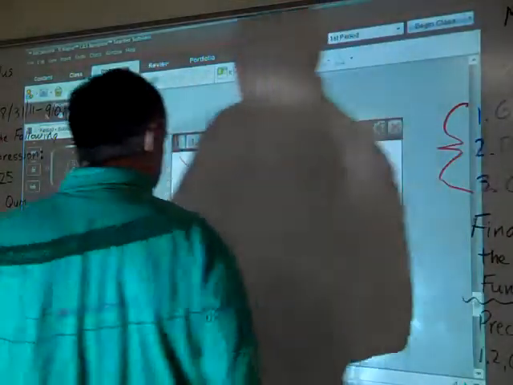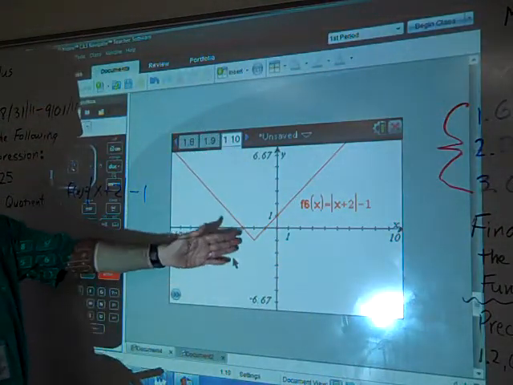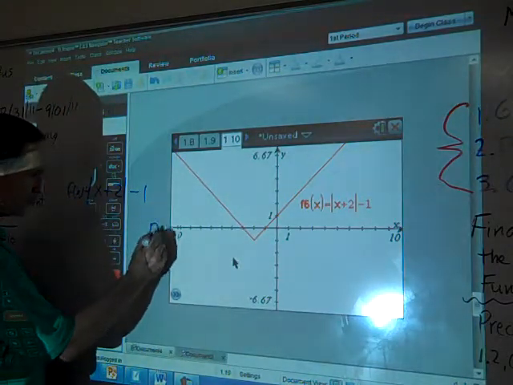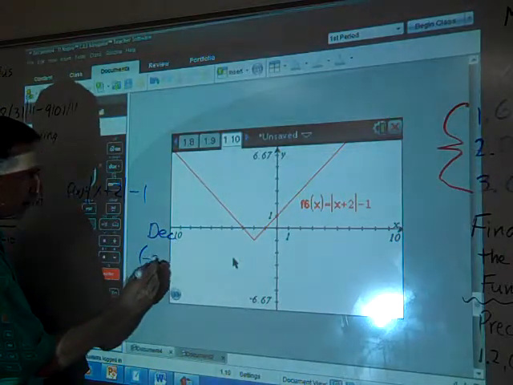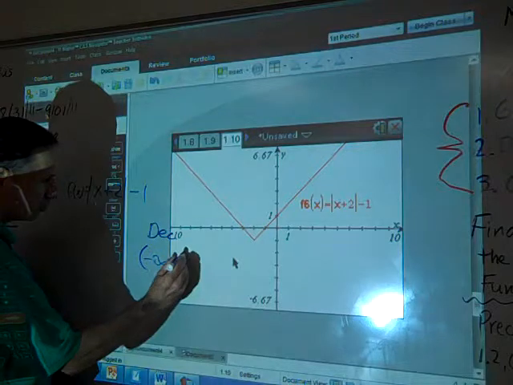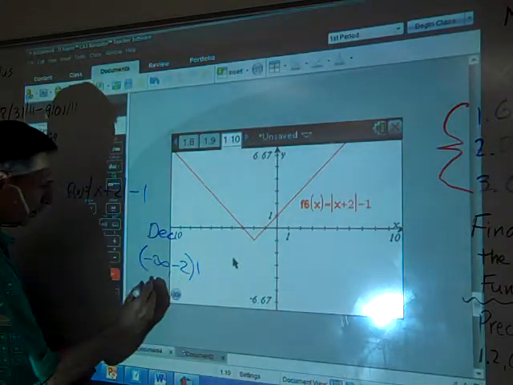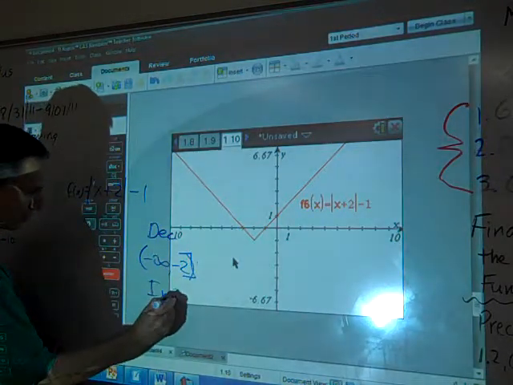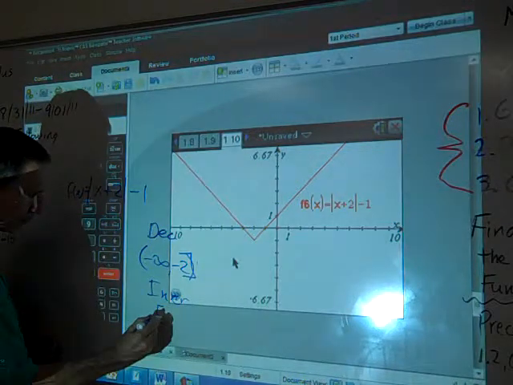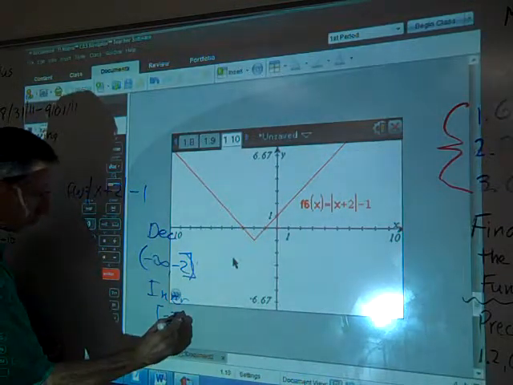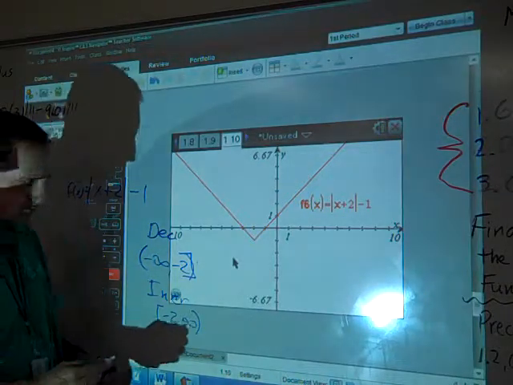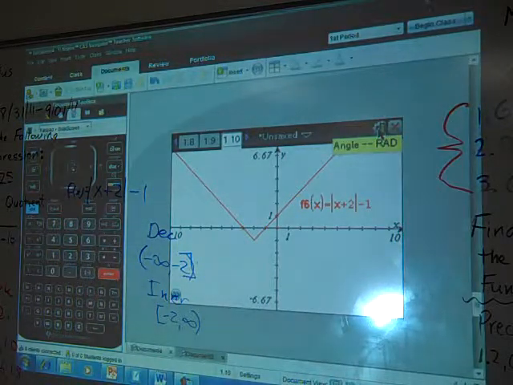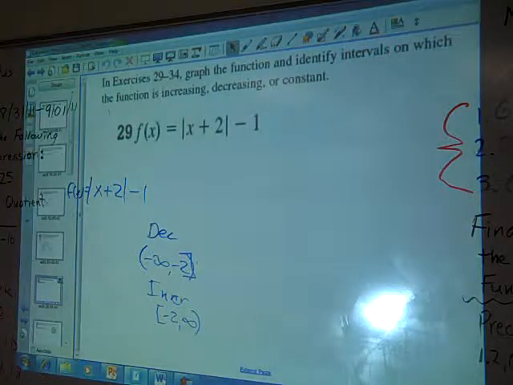Okay, it says identify intervals. Where are the intervals where it's decreasing? From negative infinity to negative 2. Decreasing from negative infinity to negative 2. And then it said increasing, and it increases from negative 2 to infinity. I don't know what else is asked for there besides that.